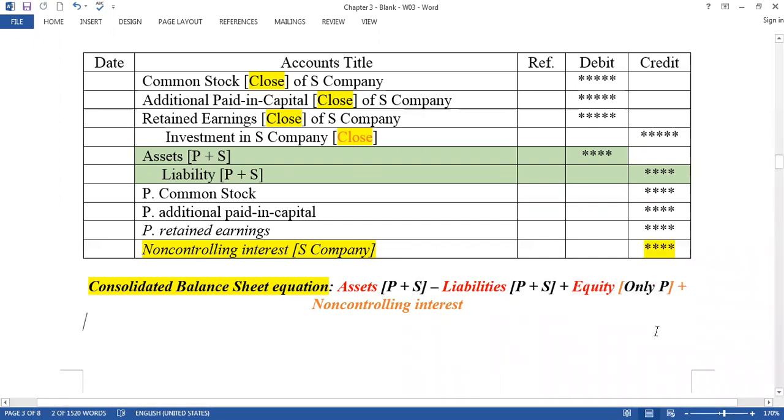So you have to record only the parent company's equity. Clear? And if we have any non-controlling interest, NCI, we have to record it under the equity of the parent company. So these are the elements of the consolidated balance sheet equation: assets, liabilities, and equity. Which assets? Parent's and subsidiary's assets. Which liabilities? Parent's and subsidiary's liabilities. And parent's equity only. And if we have any non-controlling interest, we have to record it here.